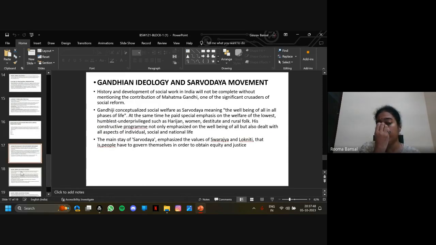Now, as we move to Gandhian ideology and the Sarvodaya movement, the history and development of social work in India will not be complete without mentioning the contribution of Mahatma Gandhi. Mahatma Gandhi conceptualized social welfare as Sarvodaya, meaning the well-being of all in all phases of life. At the same time, he paid special emphasis on the welfare of the lowest, humblest, underprivileged such as Harijan, women, destitute, and rural folk. His constructive program not only emphasized the well-being of all, but also dealt with all aspects of individual, social, and national life.